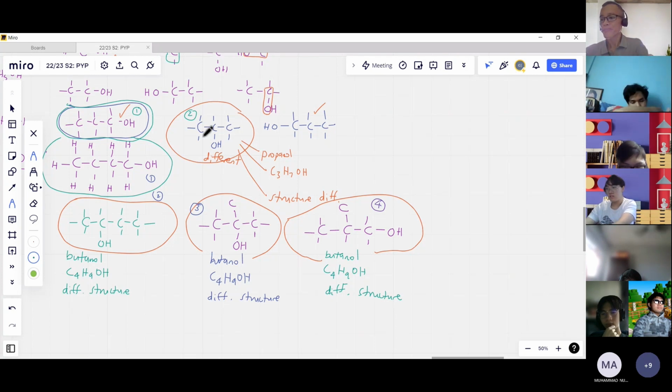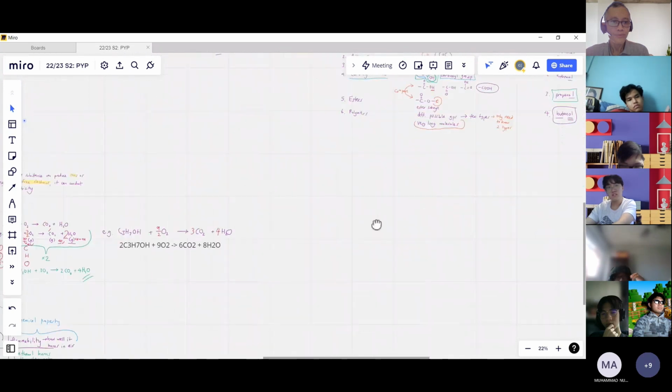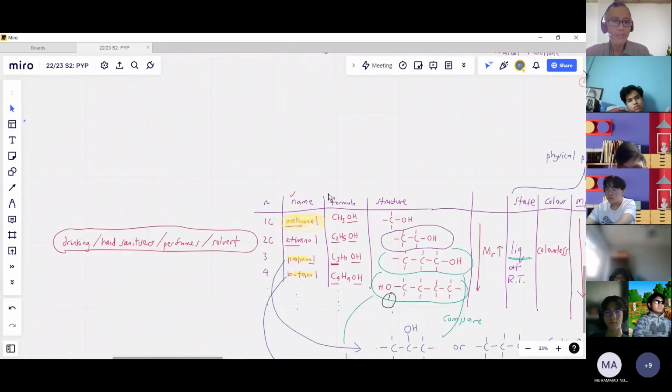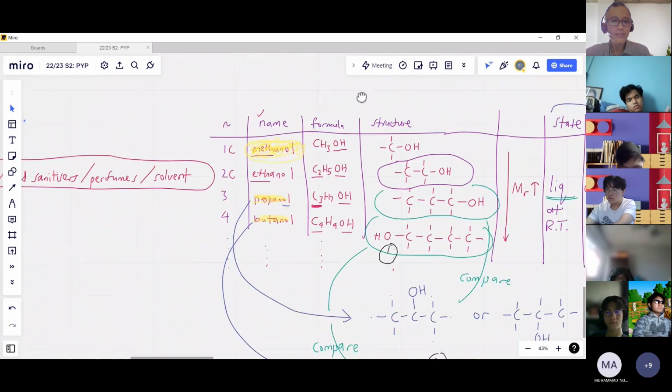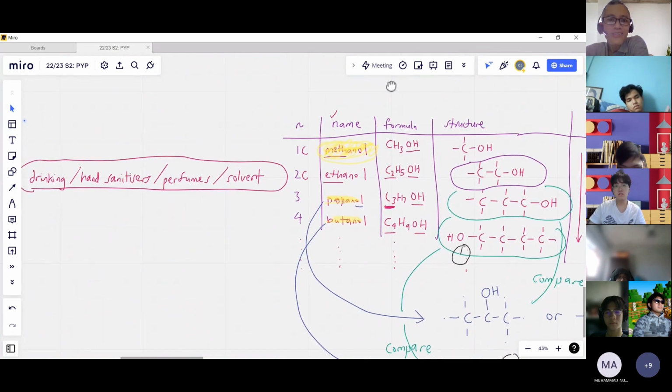Okay, let's go through a bit further. Let's go to this big table here. We've done this more or less. As I said, you need to know the first 4 members: methanol, ethanol, propanol, butanol. You need to know their formulas and their structures. Also, be aware that for propanol, there are 2 possible structures. For butanol, there are 4 possible structures.